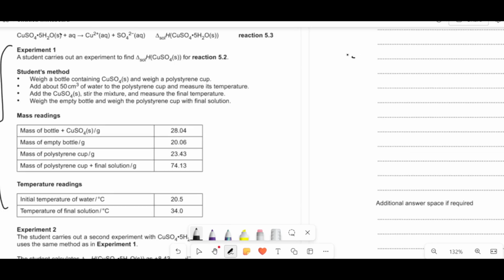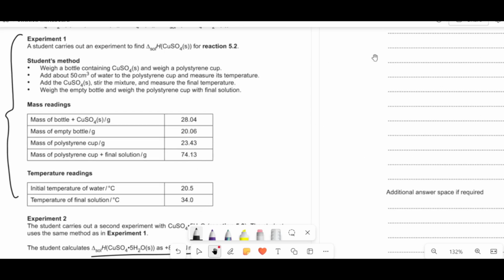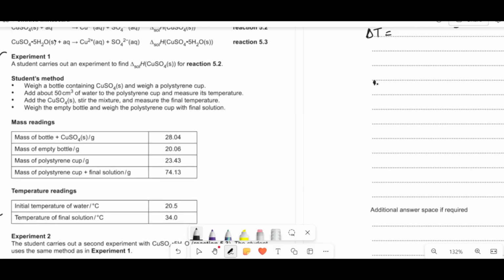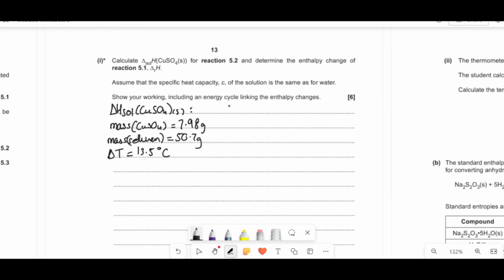What about this polystyrene cup then? It's the mass of solution, so we need that as well, which is going to be these two subtracted. So we're going to do 74.13 minus 23.43, which gives us 50.7 grams. Then we need to get the temperature change, delta T, which is going to be this minus this, which gives you 13.5 degrees C. Now the reason we've worked all of that out is because we can work out the energy change for this reaction.